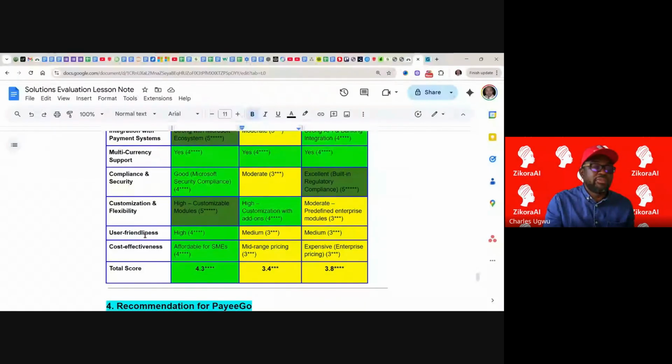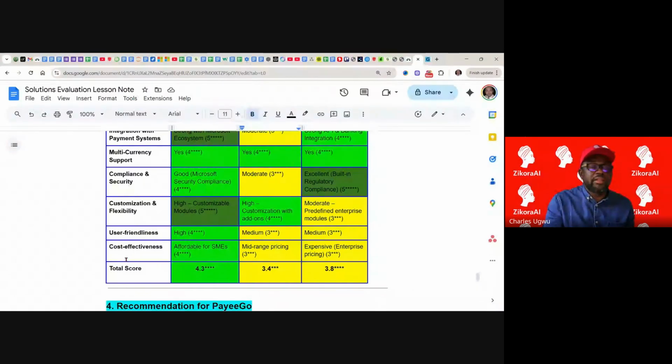And in terms of user-friendly, this is high, medium. Cost effectiveness, affordable for SMEs, mid-range pricing, and expensive. This is only for enterprise application, enterprise level, that is big corporation. And this is very much aligned, it is affordable for SMEs like this small company.